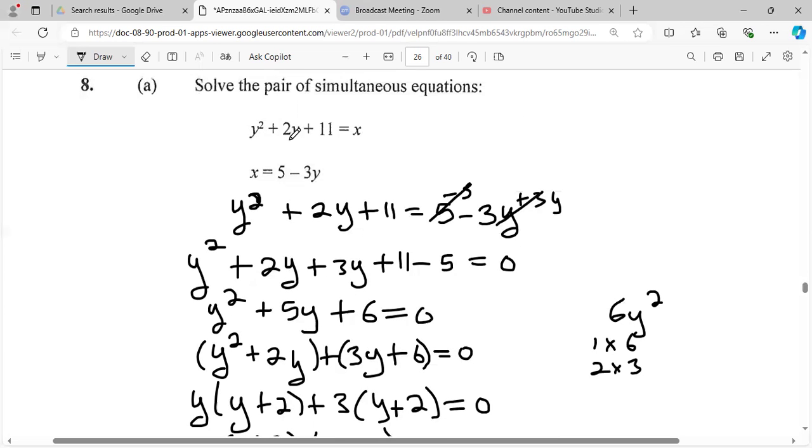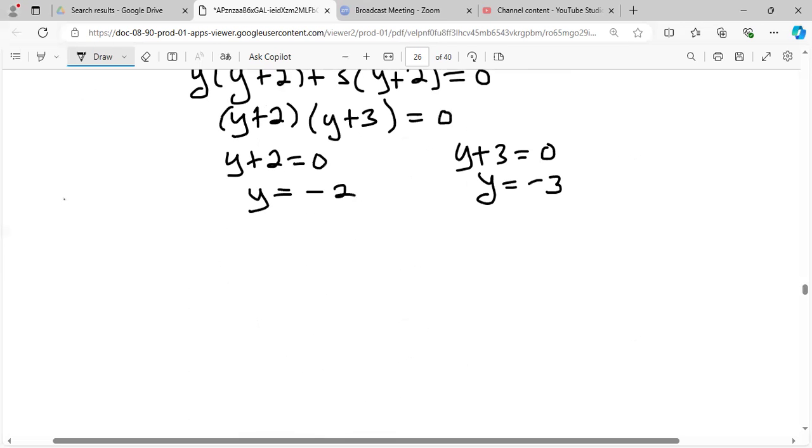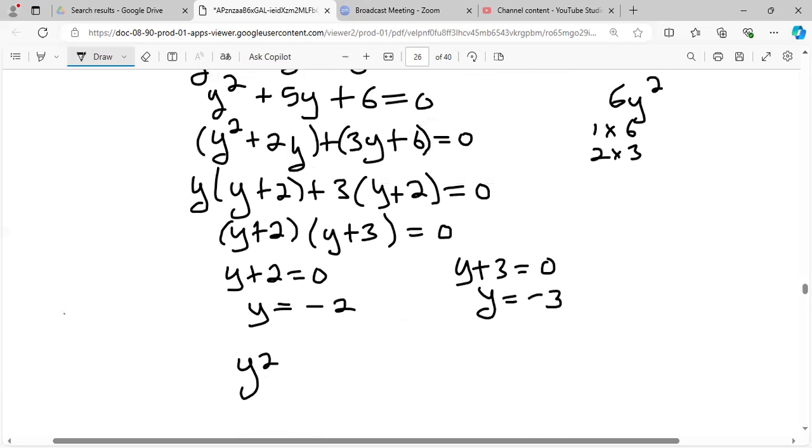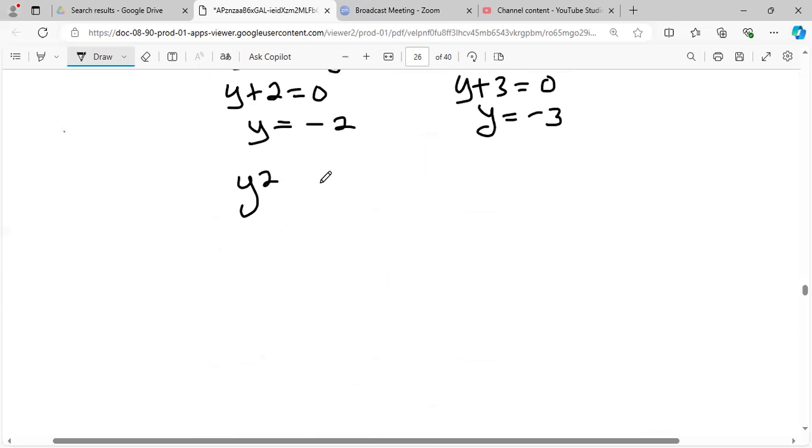They say y squared plus 2y plus 11 is equal to x. So all we have to do is just equate them to x. So we're going to write back the original formula: y squared plus 2y plus 11, which is equal to x.